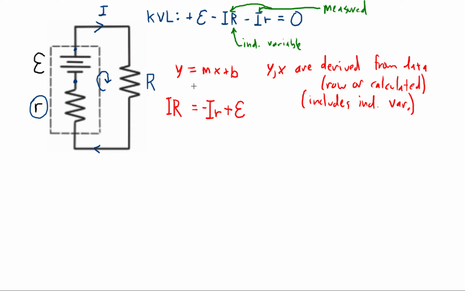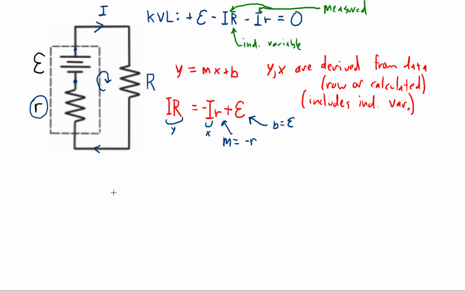And it matches this form y equals mx plus b. I'll do this in blue. I times r is y, and I itself is going to be x. The slope is going to be negative little r, and b is going to be the EMF.